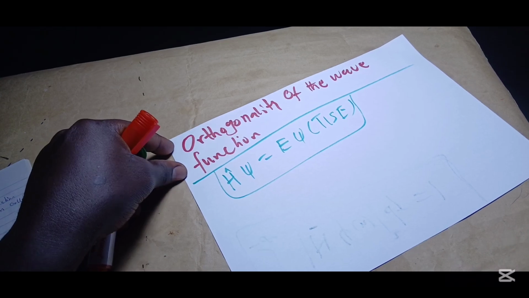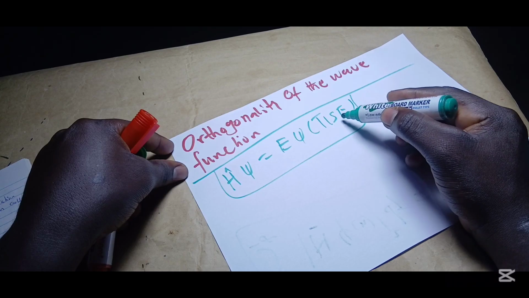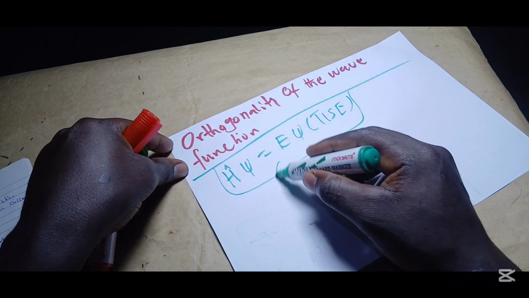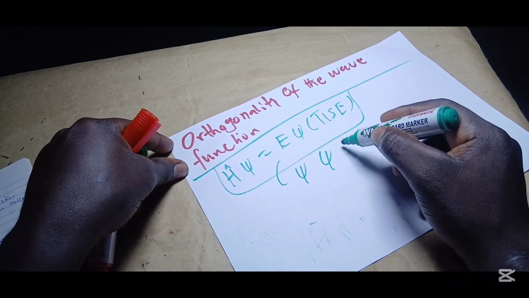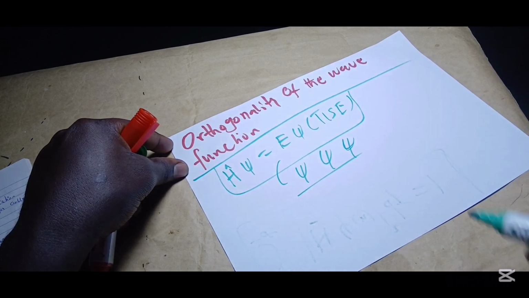In this video, we are going to be solving problems under orthogonality and orthonormality of the wave function. Solutions from the Schrodinger equation. This is a general time-independent Schrodinger equation. It gives us a lot of solutions, which we use psi to represent, and we call them wave functions.